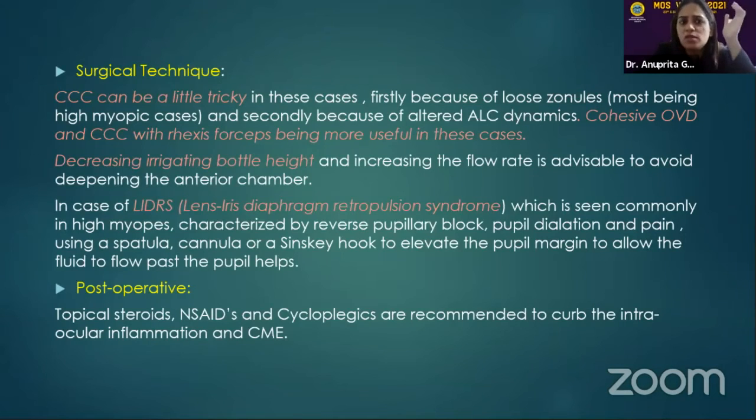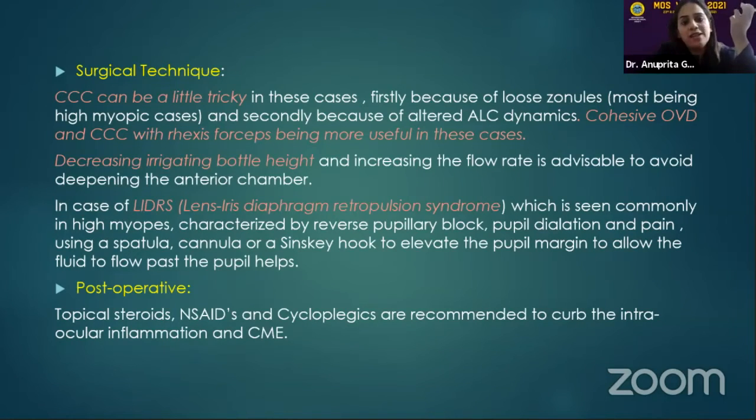Surgical technique, the tricky part in this is a little bit the CCC, because the zonules can be loose, usually being high myopic cases, and secondly because the anterior lens capsule dynamics are a little bit altered. So what I found is the Rexis forceps is more useful than finishing it with the cystitome. Another thing which is found to be beneficial is to decrease the irrigating bottle height and increase the flow rate to avoid deepening of the anterior chamber.